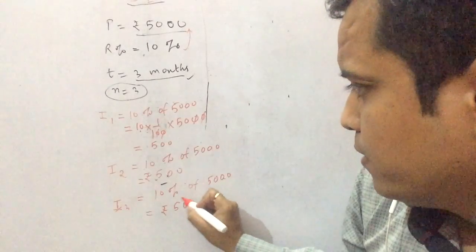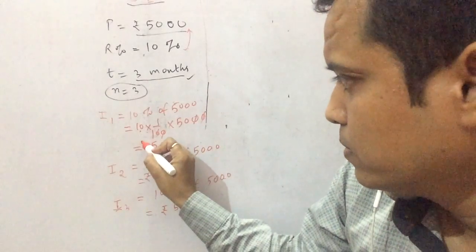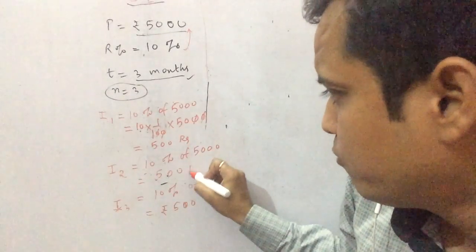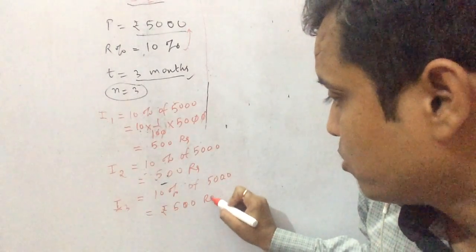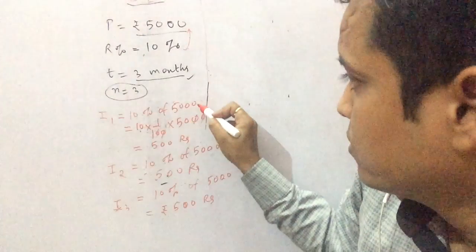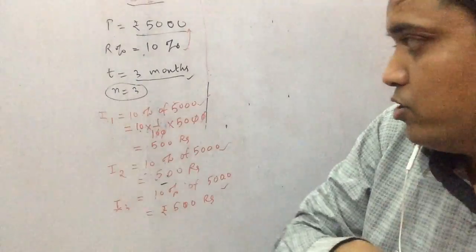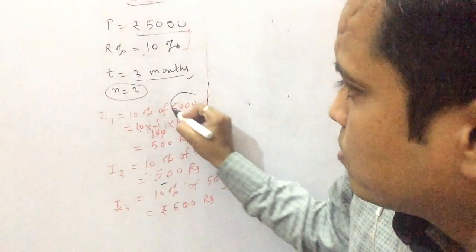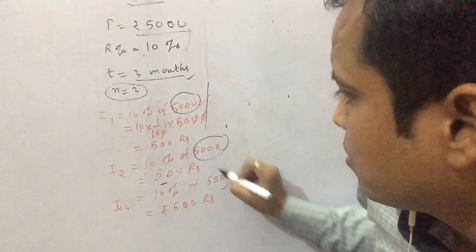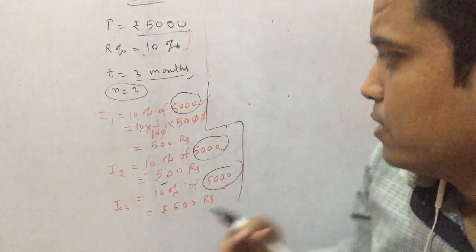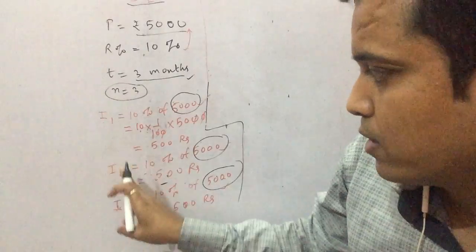So what do you see? The principal is not changing at every instance. Here, first, second and third, the principal is not changing. You are taking the principal value constant. Here the principal value is constant for all the months.